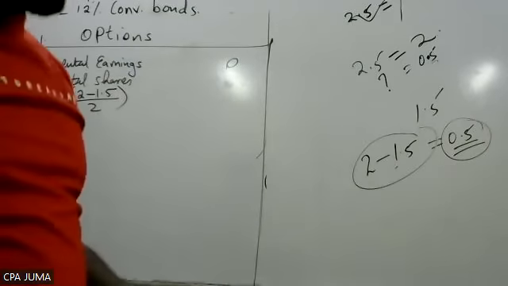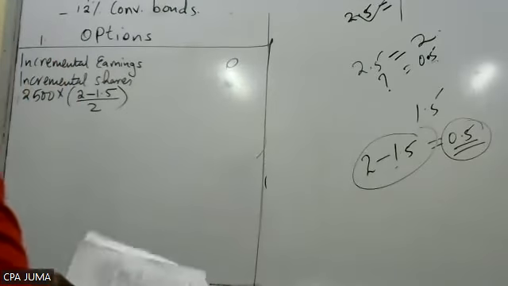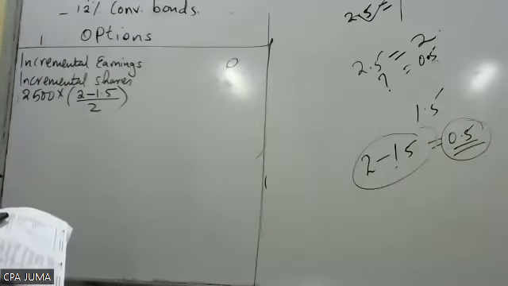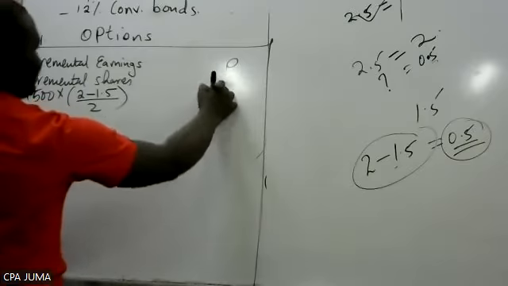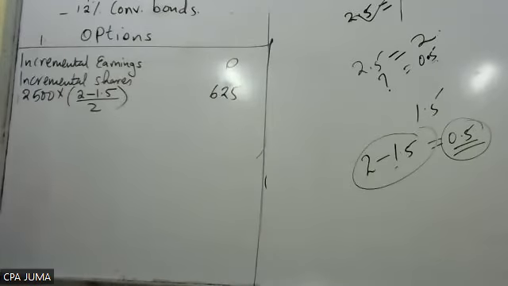So if you do the entire thing, divide by 2,500, yes, 625. Here we're working in thousands, so just multiply by 1,000. So that is 625. Please don't get this one wrong.